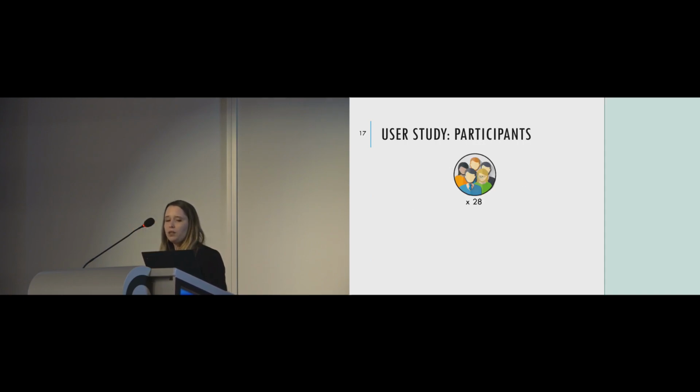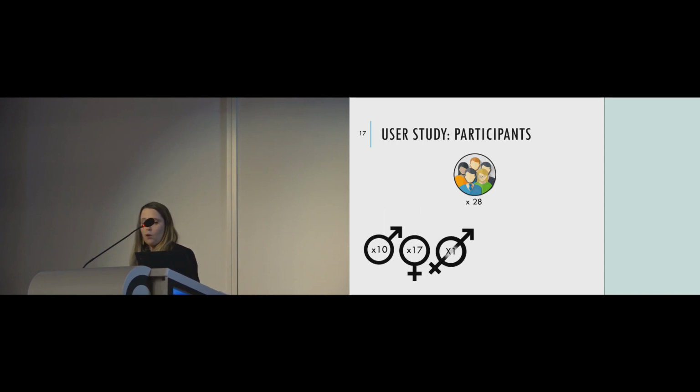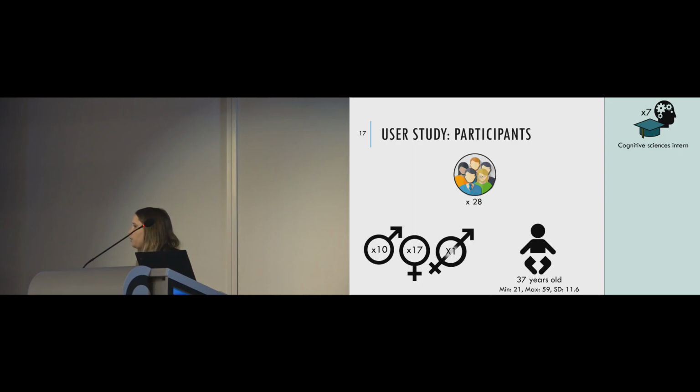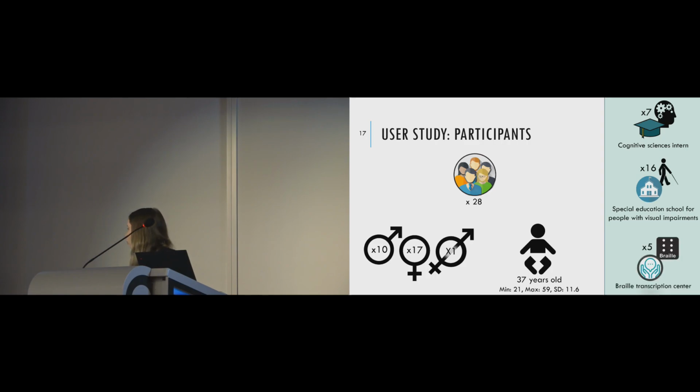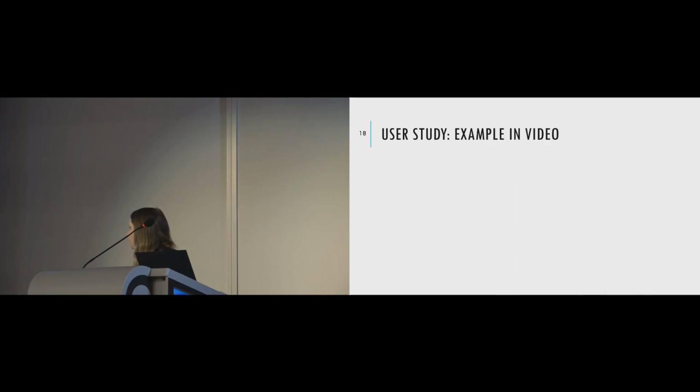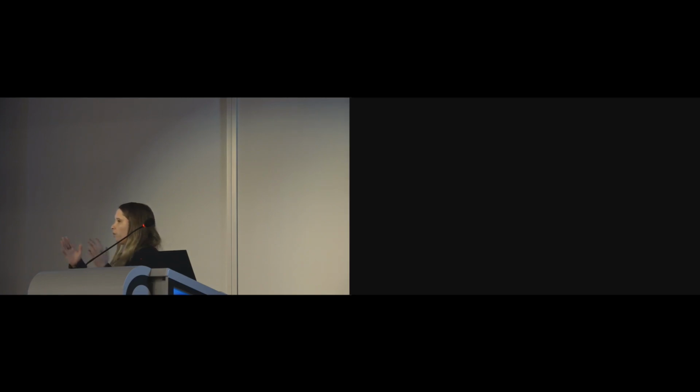We did our experiment with 28 participants: 10 male, 17 female, and 1 non-binary participant. The average age was 37 years old. Several participants were cognitive sciences interns, and 5 were working specifically in accessibility for people with visual impairment. 16 participants were from a school for people with visual impairment, and 5 participants were from a braille transcription center. And so we compare the two systems.